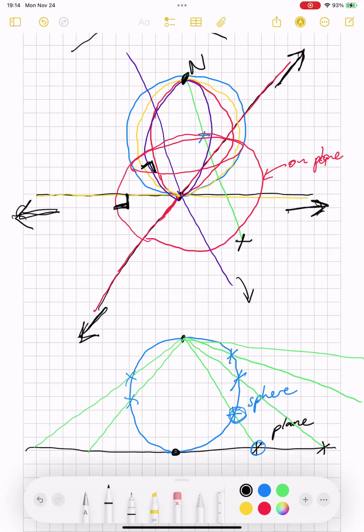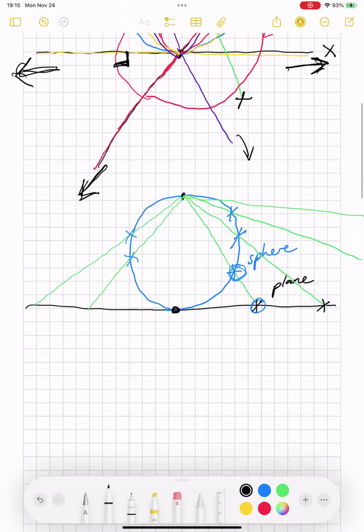Sorry, my drawing skills are so bad. I hope you can see what's going on. Now let's try to write down some sort of a formula. So let's call this the x-axis. Let's call this the y-axis. We'll introduce a complex coordinate z is equal to x plus iy. And now let's write down a concrete formula for this mapping. Okay, we'll do that in a moment.